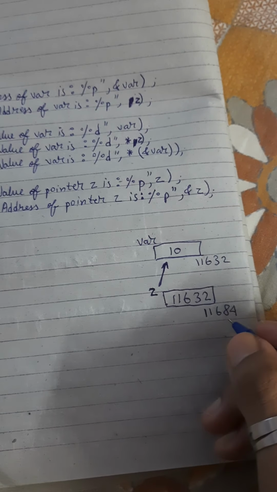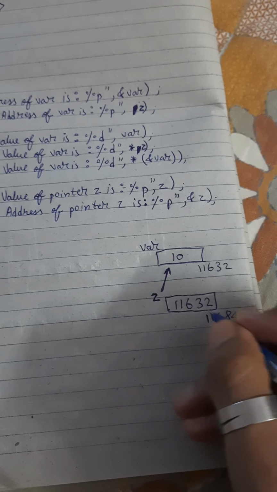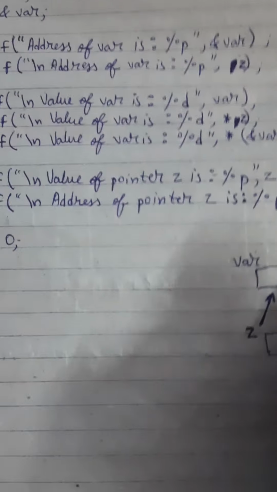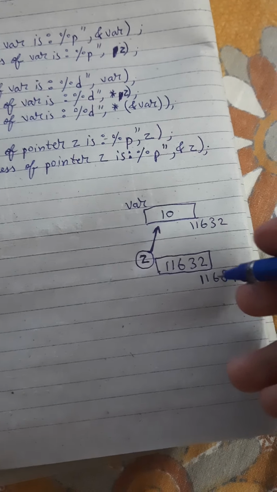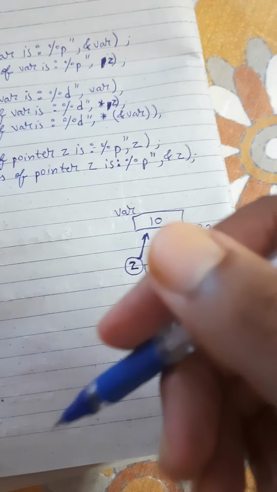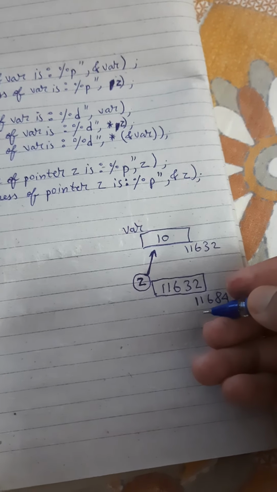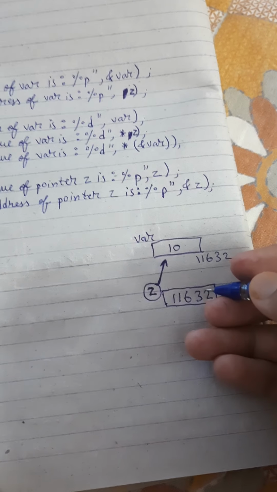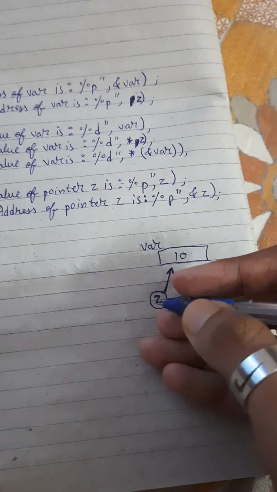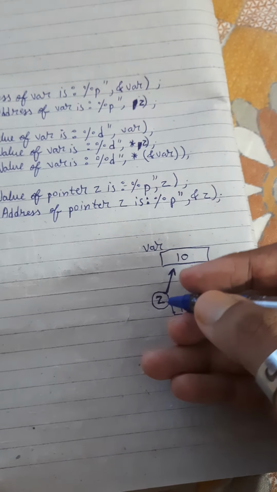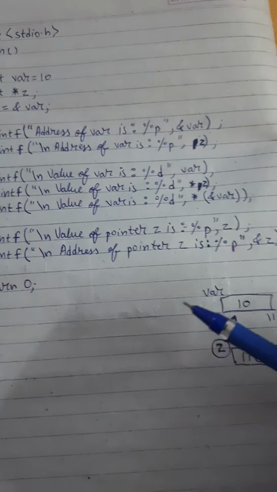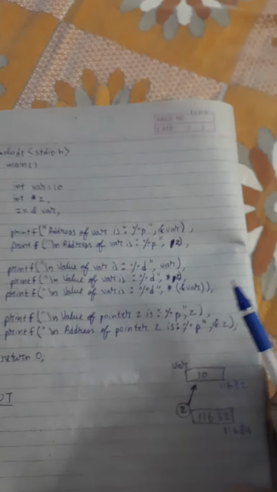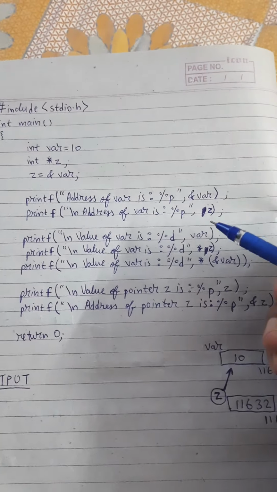So what is 11684? 11684 is the address of z, or in more specific terms, 11684 is the address of that memory location or that box that is being referred to by the variable or reference name z. Now let's get into this series of statements, and we'll analyze each statement accordingly.